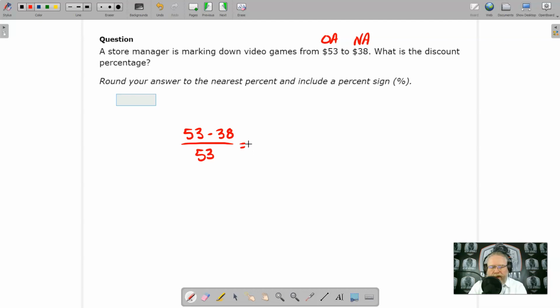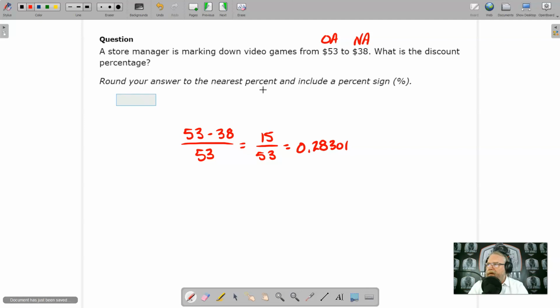So 53 minus 38 is going to be a difference of 15. Bring over our 53, our original amount. Now do 15 divided by 53. That's going to give me a value of 0.28301, and we'll stop there.